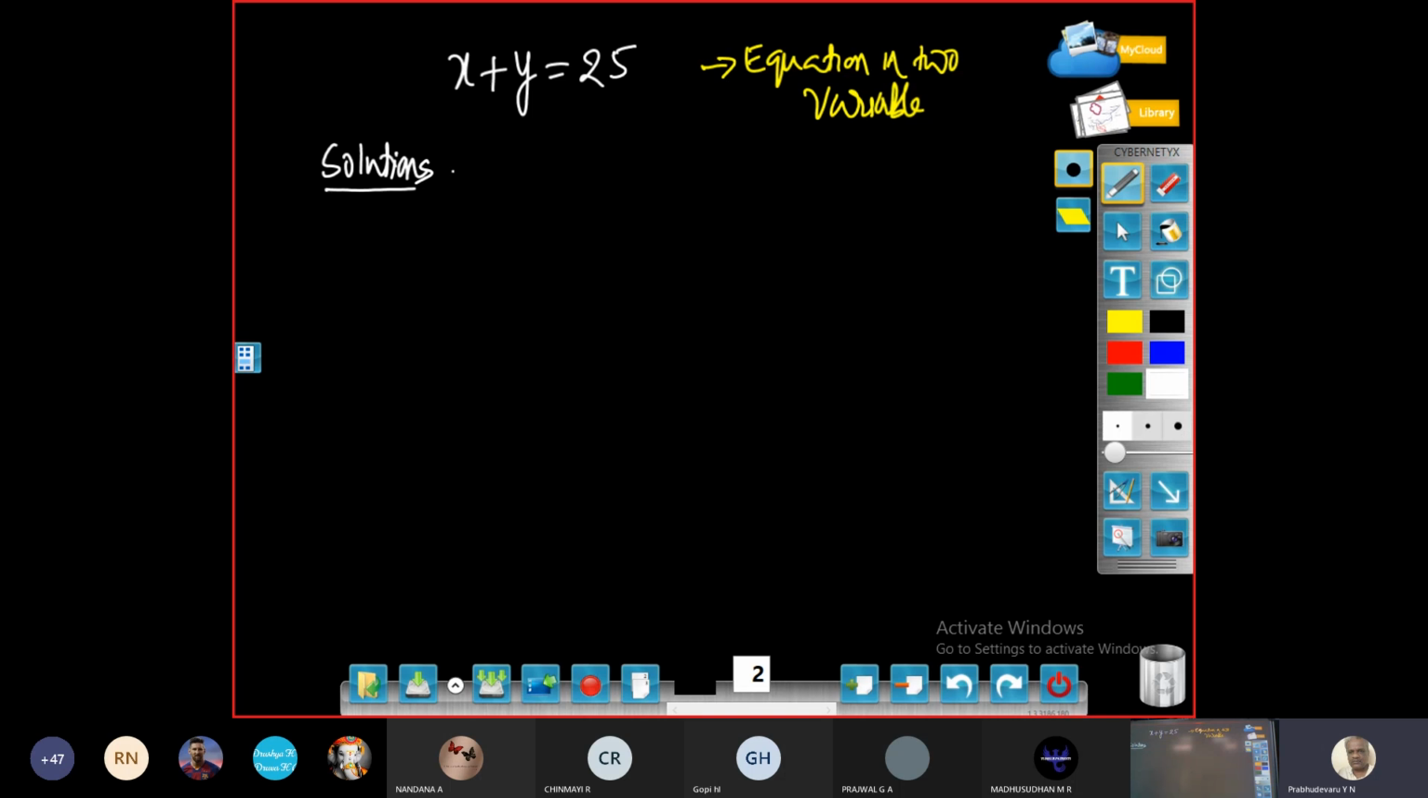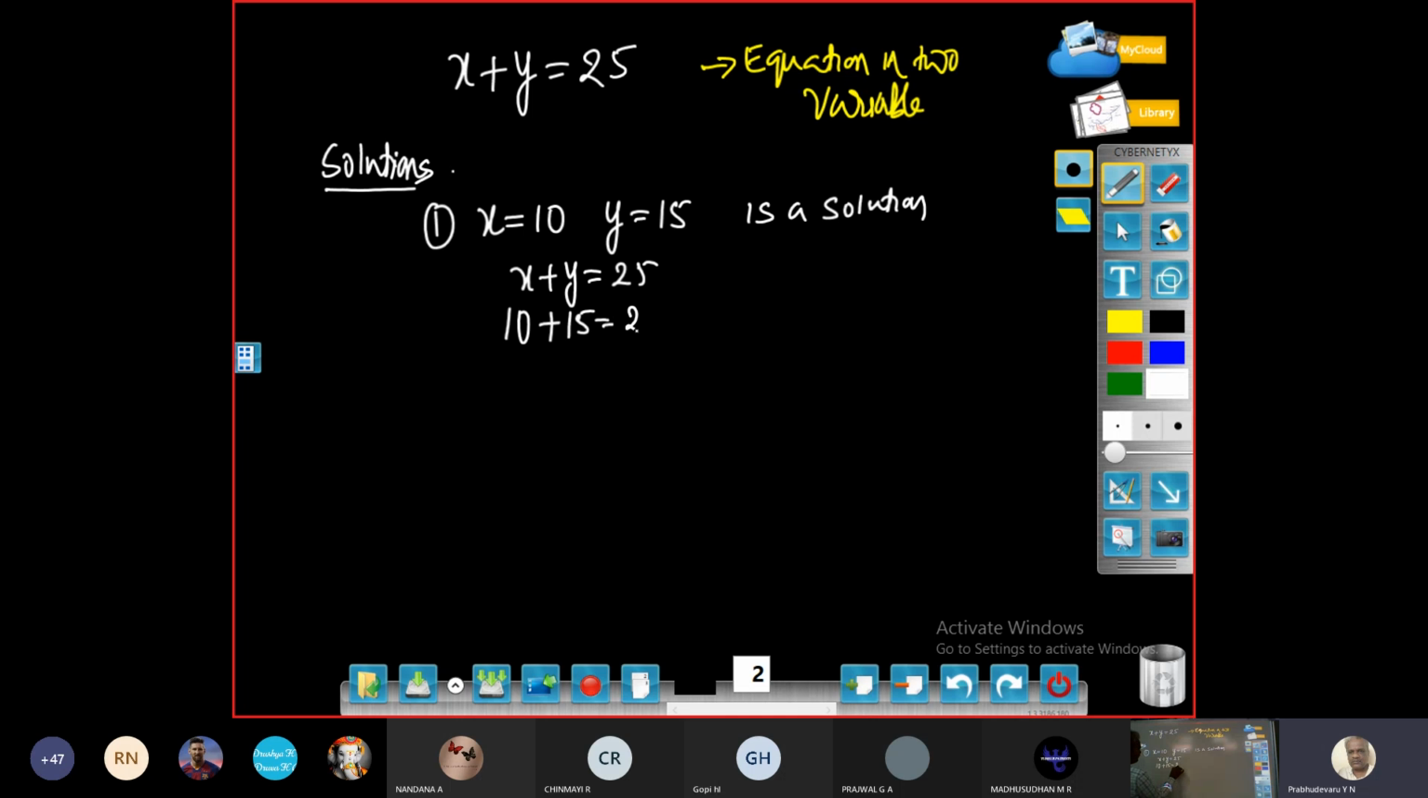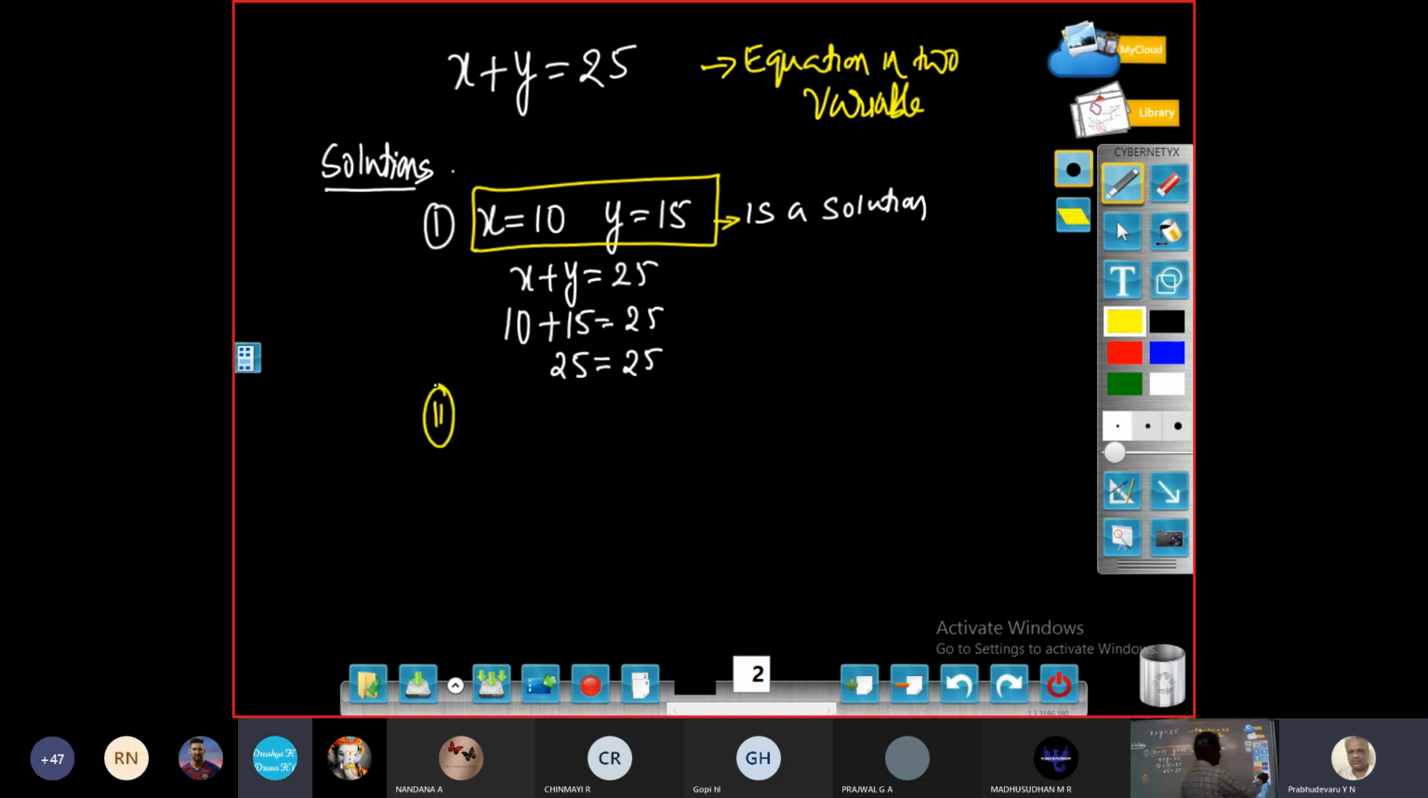x is equal to 20, y is equal to 5. x is equal to 10, y is equal to 15 is a solution, because in the given equation x plus y is equal to 25, you substitute x as 10, y as 15, so 25 is equal to 25. Both sides are equal, left hand side 25, right hand side 25. Therefore x is equal to 10, y is equal to 15 is a solution. Is this the only solution or is any other solution possible?